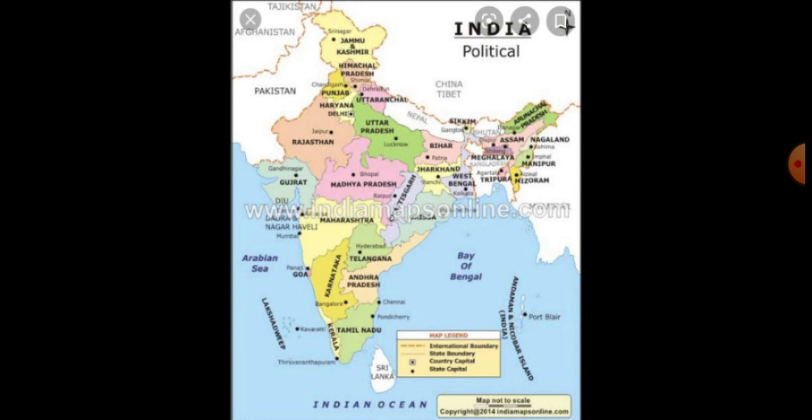Then the next question is, which is our state? This is a very important question. Which is our state? We everyone know. Tamil Nadu is our state. Next, one of the important questions. Who is the Chief Minister of Tamil Nadu? M.K. Stalin is the Chief Minister of Tamil Nadu.